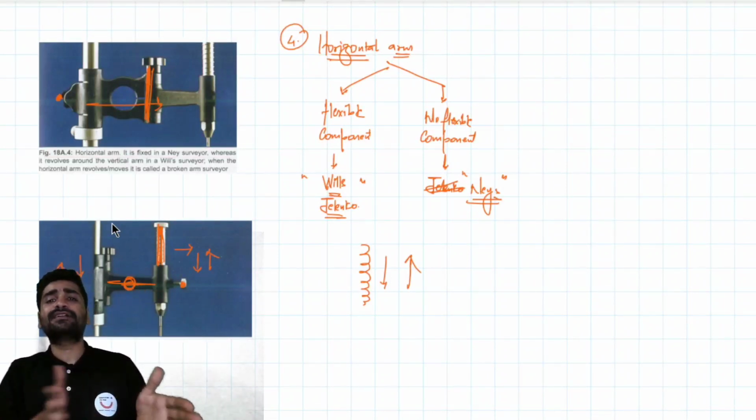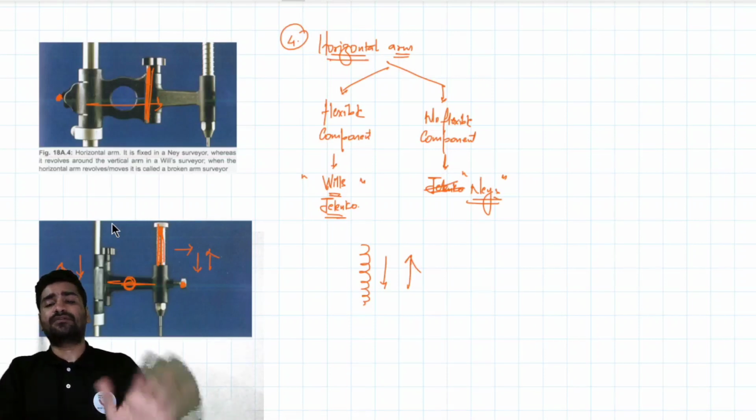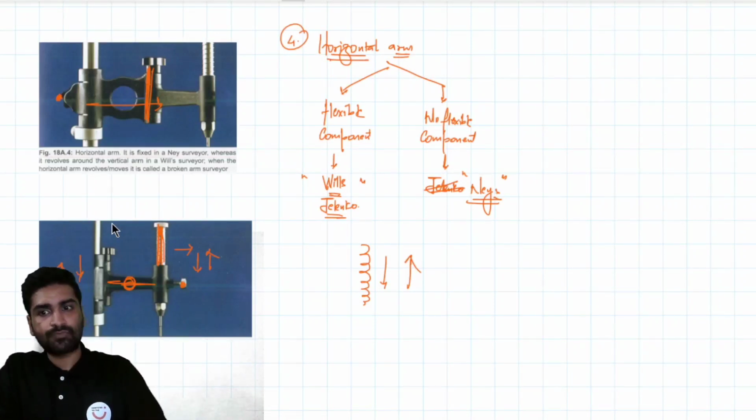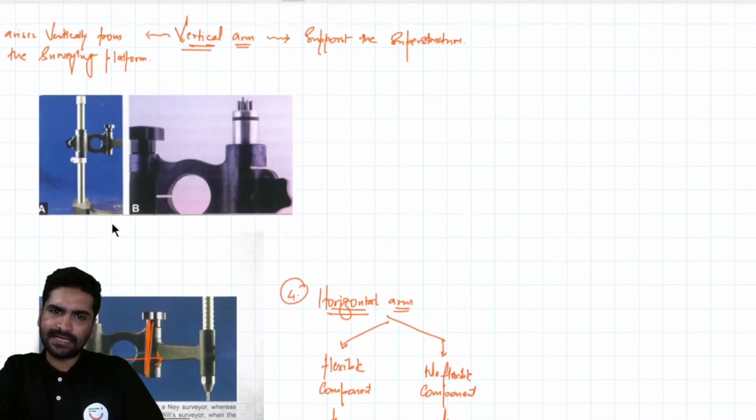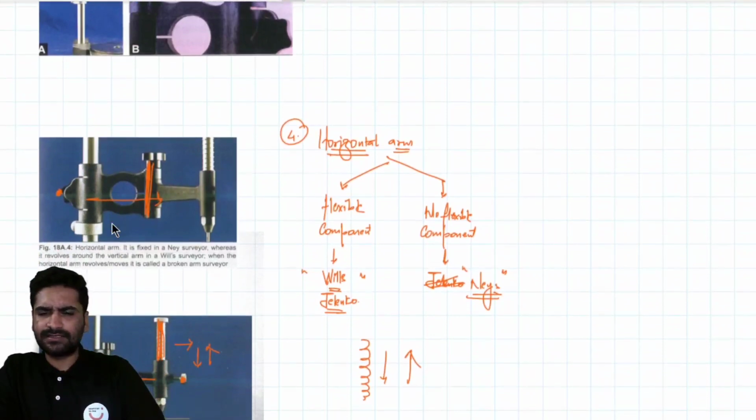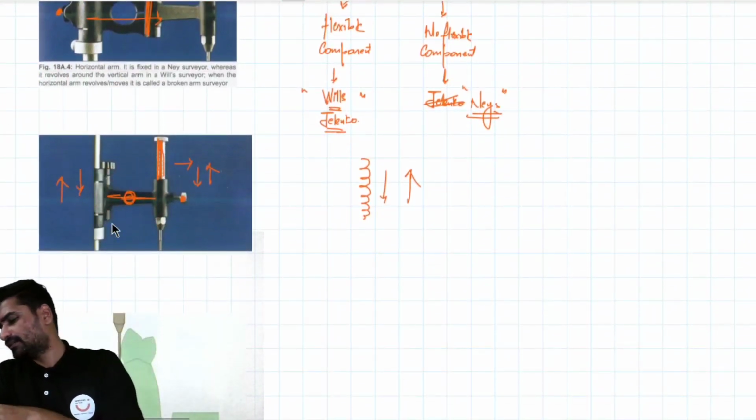Okay, so it depends on what company or what type of surveyor you are using. Moreover, nowadays I have used both kinds, that is your Jelenko as well as Naze surveyor, right? Both are good. Each one has its own advantages and each has its own disadvantages or shortcomings, right? So this was about another part.